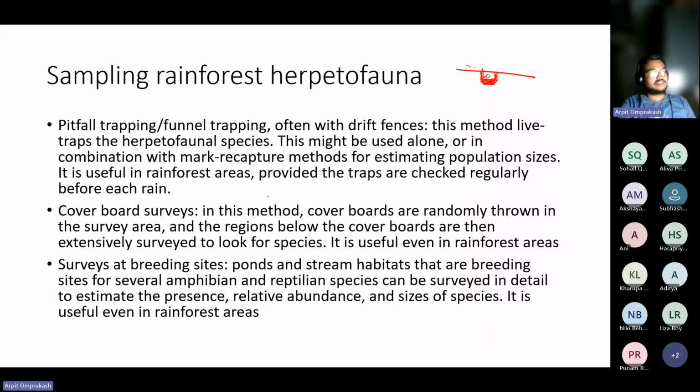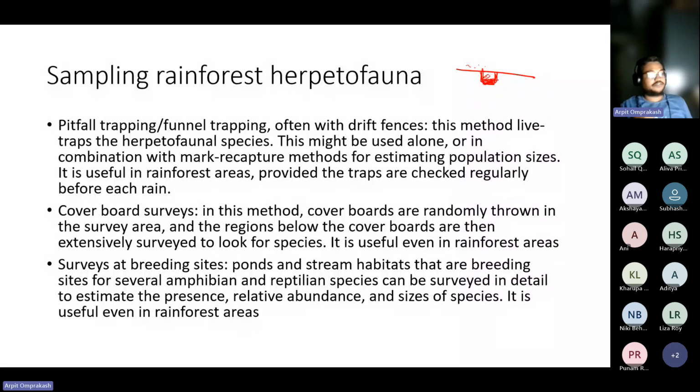Cover board surveys. In this method, you have cardboards or cover boards, which you take into a given area and then you randomly just throw it around. And wherever those boards fall, in those places, you have to sample for a given animal. Right.